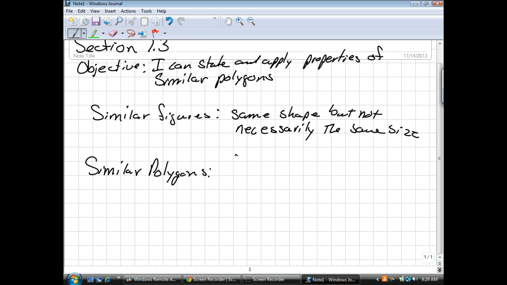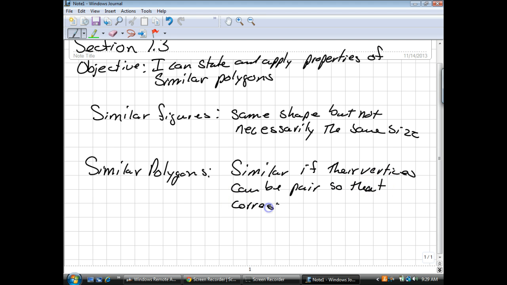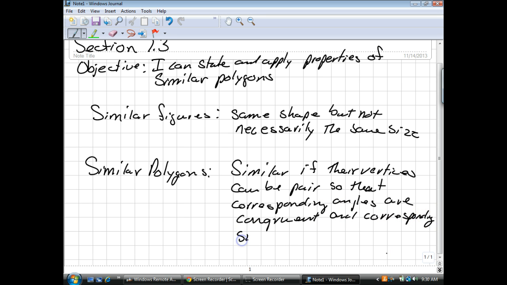we say that they are similar if their vertices can be paired so that corresponding angles are congruent, and corresponding sides are in proportion.